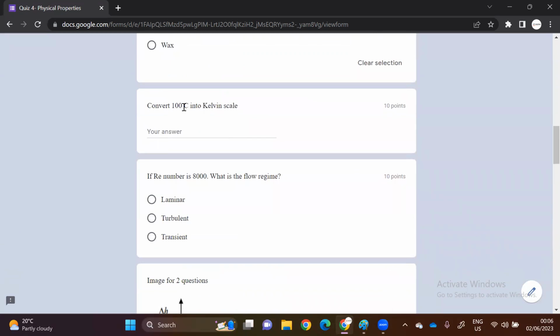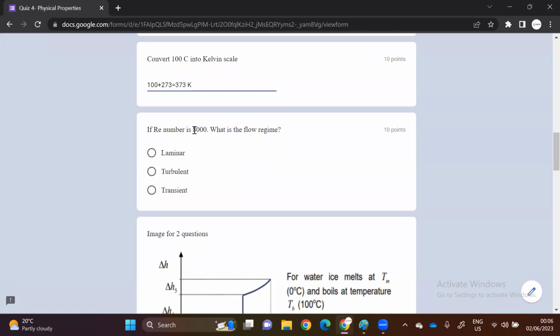Next one: convert 100 Celsius into Kelvin scale. If you have already watched our video about the conversions of units, we have discussed it: if you want to convert from the Celsius to Kelvin scale, you need to add 273 or 273.15, so plus 100. Right here, it will be 373 Kelvin.